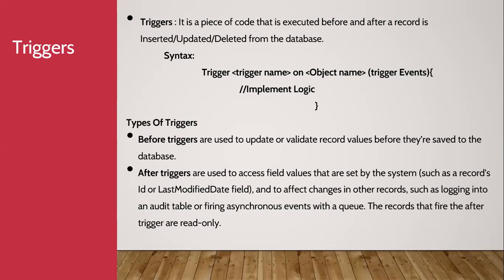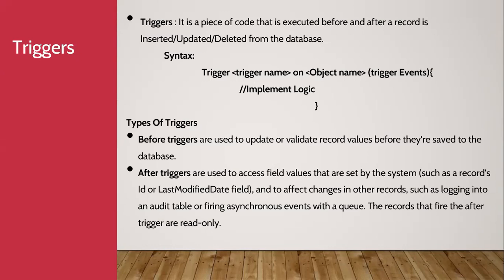One is before trigger and the other is after trigger. Just to keep in mind, before triggers run before the DML operations. If you're running any logic through triggers before the operation, that is where you use before triggers. They're actually used when you're trying to validate any record values or update values. So you can use them in scenarios like that.